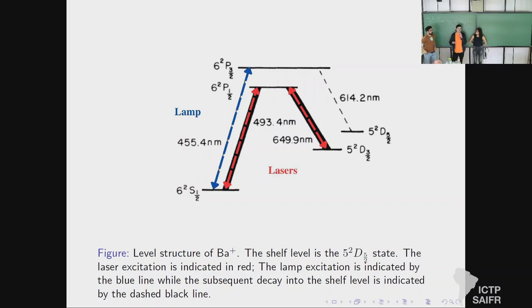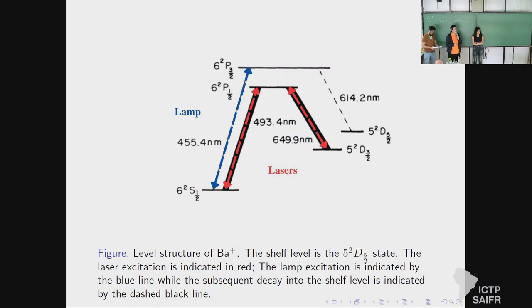Okay, so to understand how the experiment detects the quantum jumps, it's important to understand the level structure and how the lasers work here. We have five levels, and you can separate them into a two-level system employing the ground state. The first one is used to cool the atom. So I have the ground state, this excited state here, and the shelf state, the metastable state here.